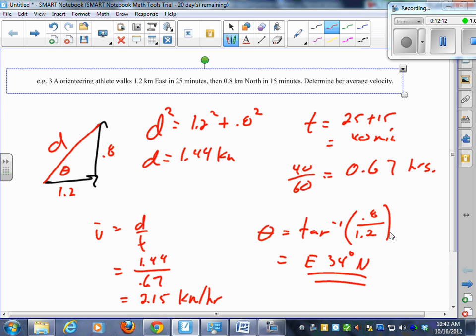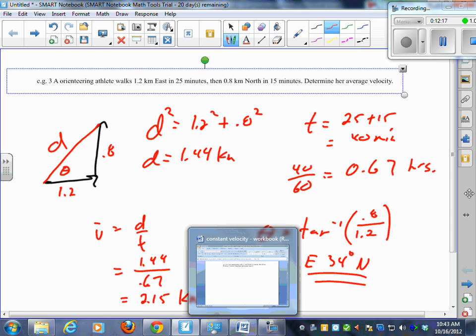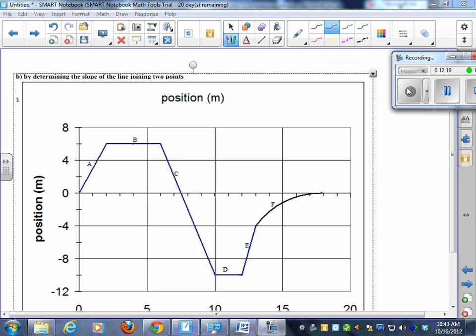Okay, flip the page over. Now, the other way to calculate average velocity is by determining the slope of the line joining 2 points. So in this example here, the slope of the line in time interval A would yield the average velocity for that time interval. And we've seen this already, right? If I want to find the average velocity for interval A, I find the slope of that line, and that would be a rise of 6 over a run of 2, 3 meters per second. Right?